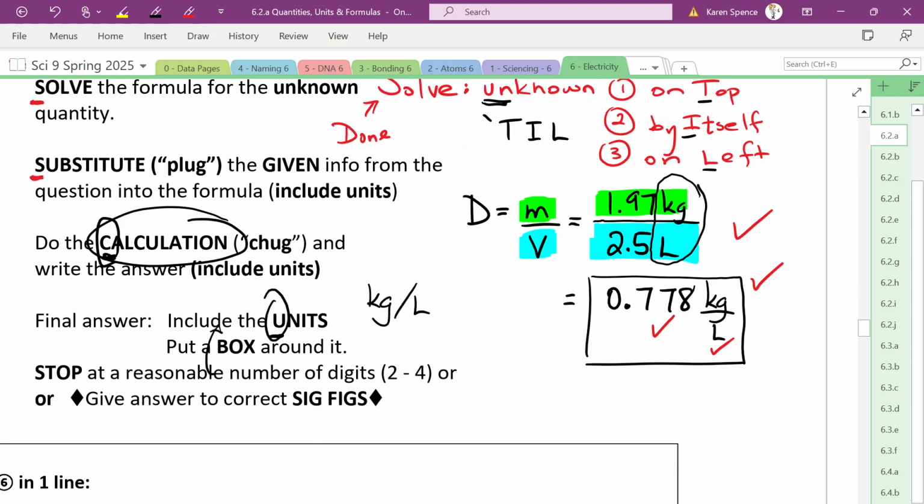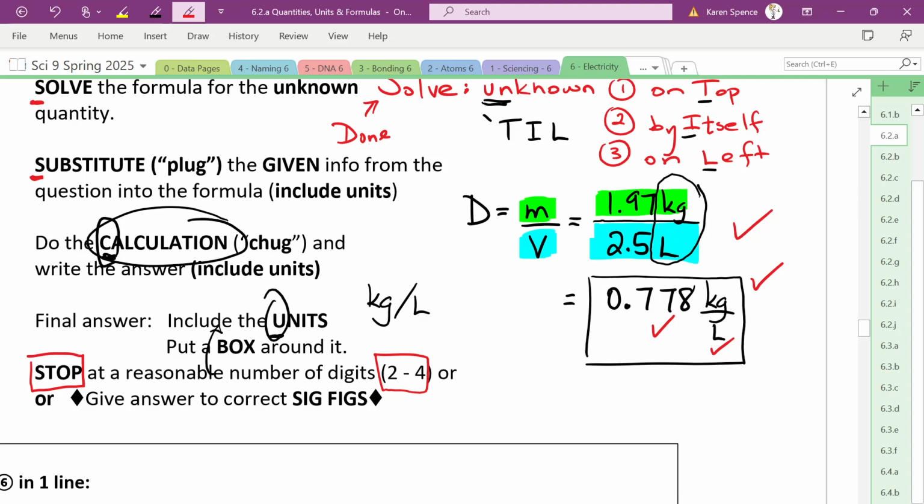And finally, we want to make sure we stop at a reasonable number of digits. That's going to be somewhere between 2 and 4 digits, although if your answer was like, say, 7, you could just work with 7. You don't have to add anything new to it.